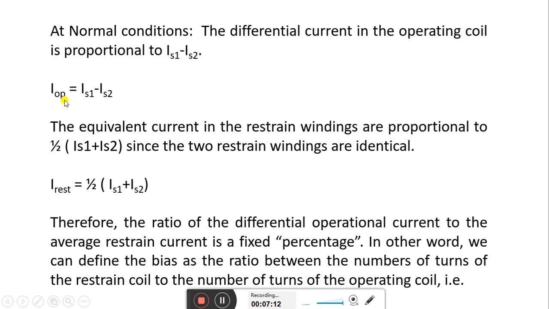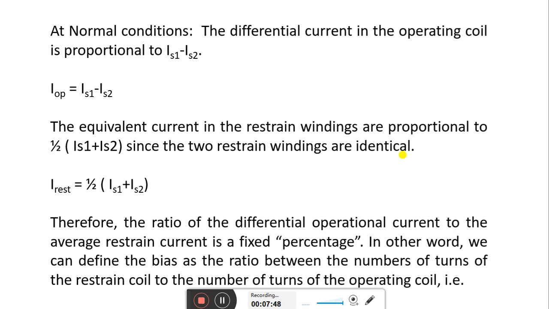That is, we can write here the current in the operating coil, IOP, is equal to IS1 minus IS2. Now the equivalent current in the restraining winding is proportional to half of IS1 plus IS2, since the two restraining windings are identical. As we know, we have divided the restraining coil in two parts, so the number of turns is divided, that is NR by 2 and NR by 2.